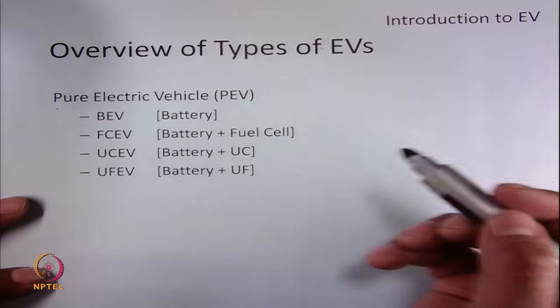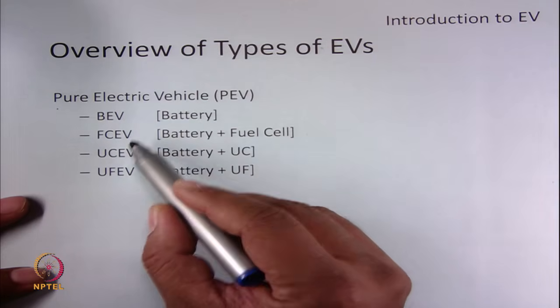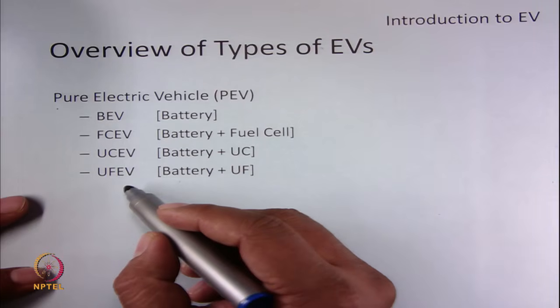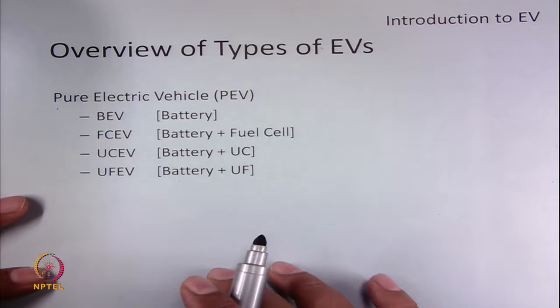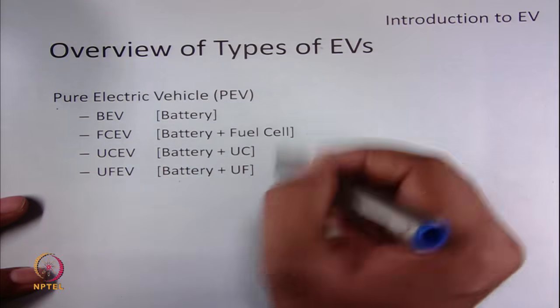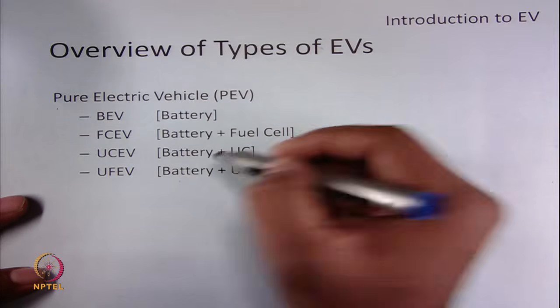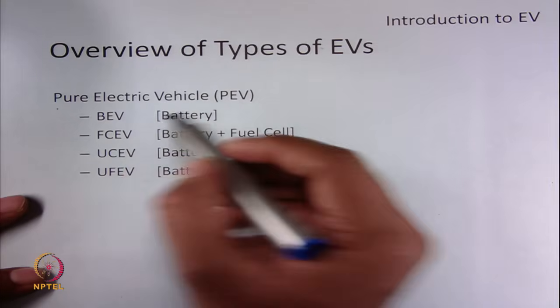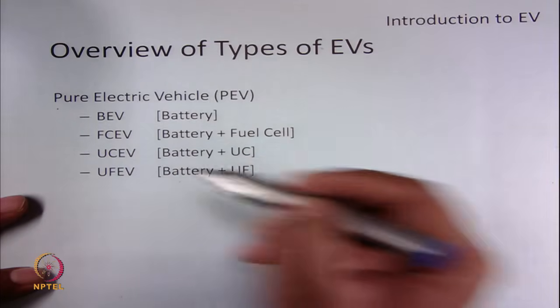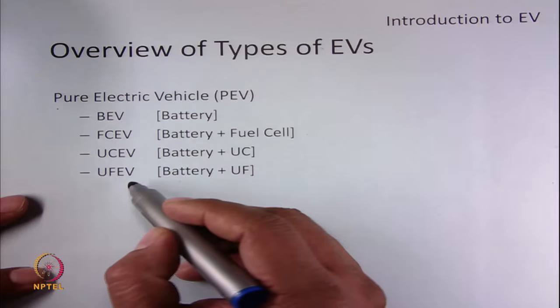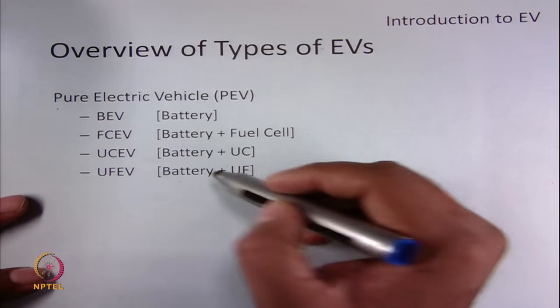So, 4 types of EVs come under the family of pure electric vehicle. They are battery electric vehicle, fuel cell electric vehicle, ultra capacitor electric vehicle and ultra flywheel electric vehicle. In all these vehicles, the battery is a common energy source. While a BEV uses battery as a sole energy source, fuel cell electric vehicle, ultra capacitor electric vehicle and ultra flywheel electric vehicle use battery as a hybrid energy source.